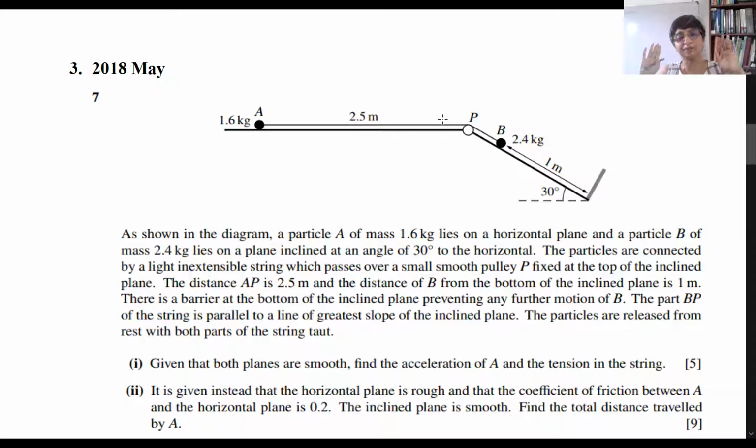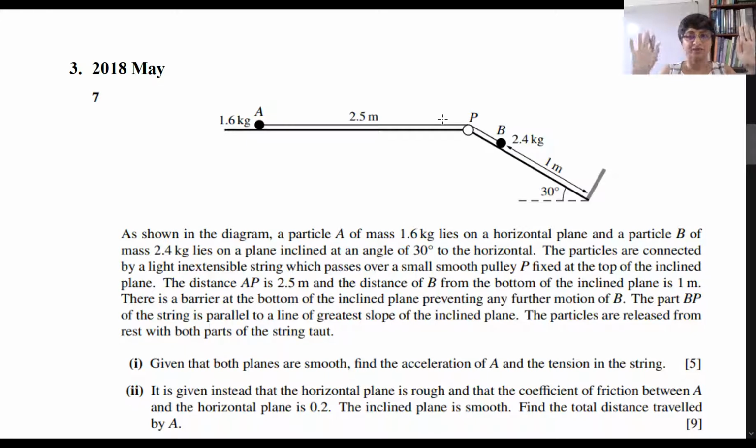Part 1. Given that both planes are smooth, stop right there. If the two surfaces are smooth, you tell me what will happen to this system. Will it move or will it stay like that? These two particles with the string, would they start to accelerate? It will start to move. In what direction? Towards B, of course, carrying the heaviest weight. It will go down like that.